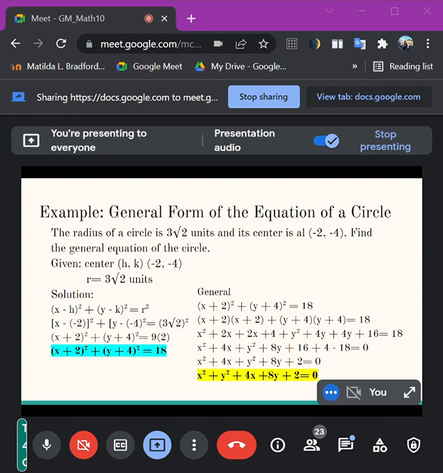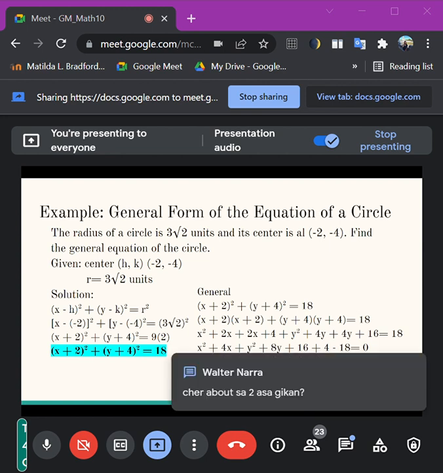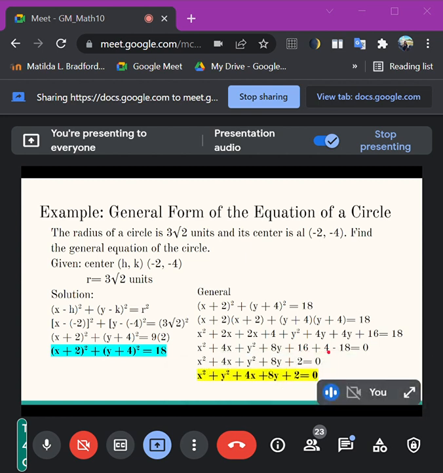It's kind of long, no? The general form, because it really expands. Questions, class, for this? Go ahead and ask if you are confused or maybe I'm too fast. Are you sure about the 2? 16 plus 4, 20. 20 minus 18, that is 2.